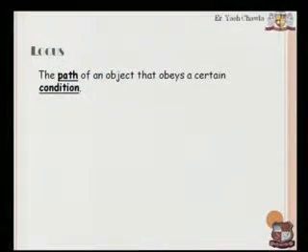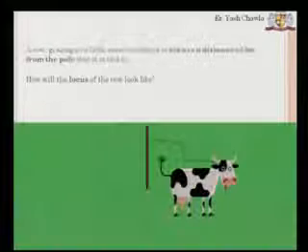The path that is traced by this particular punch, or say this particular point, is the locus of that point. So let's move on. Let's see a more graphic representation.